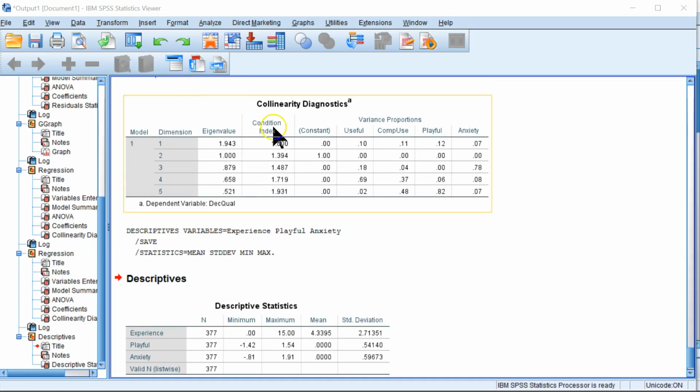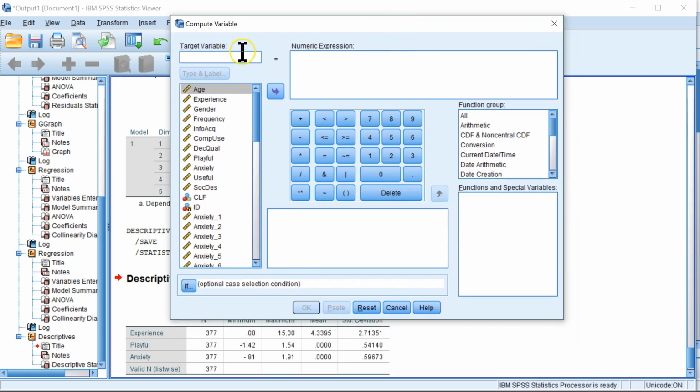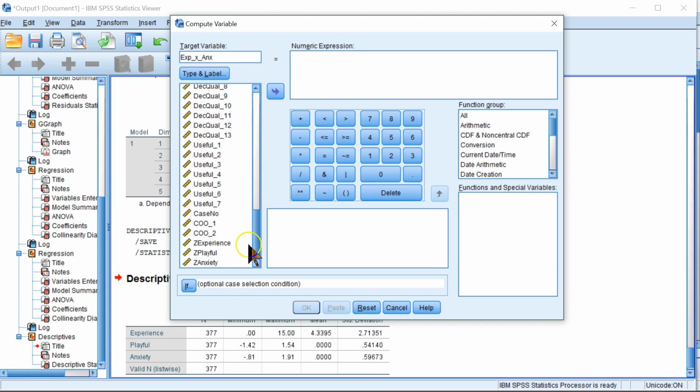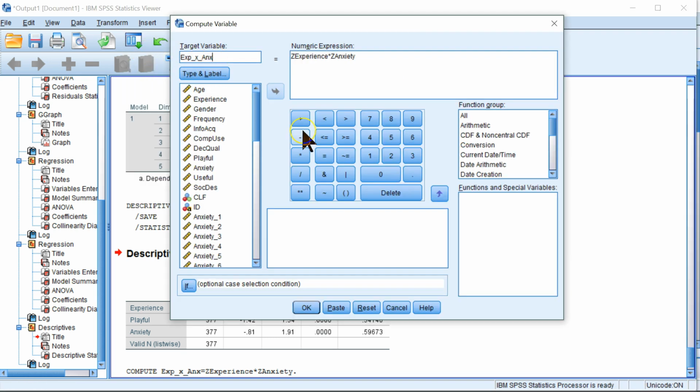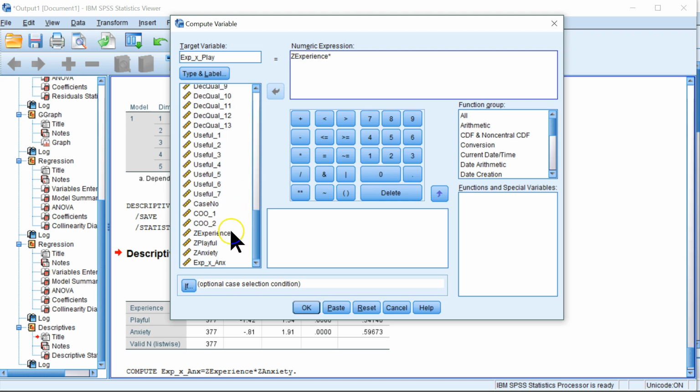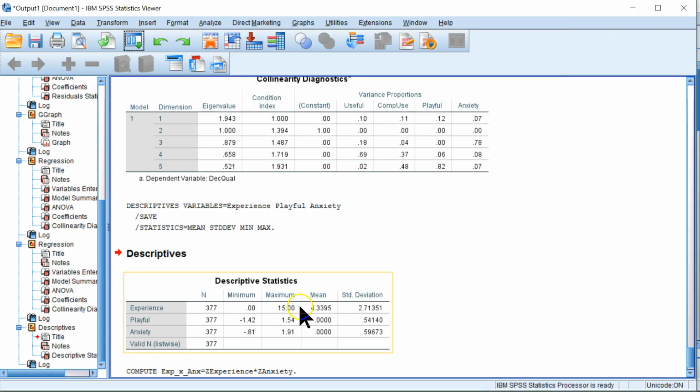We're going to go transform, compute, and we're going to say experience times anxiety. And we'll go down to the bottom, and it's experience times anxiety. And OK. We're going to do the same, compute experience times play. And instead of Z anxiety, we have Z play. Right here. There we go. And OK. And then we save this data set.